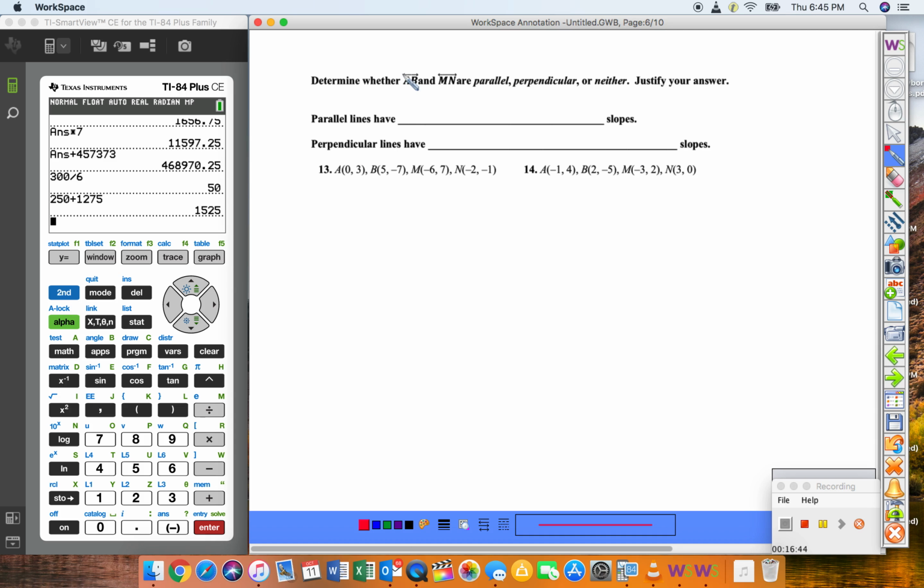All right, and then determine whether line AB and line MN are either parallel, perpendicular, neither. Justify your answer. So they give me all these ordered pairs. Here, they want to know about line AB and line MN.